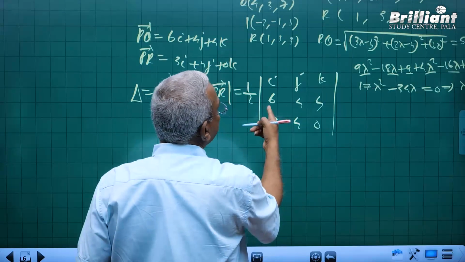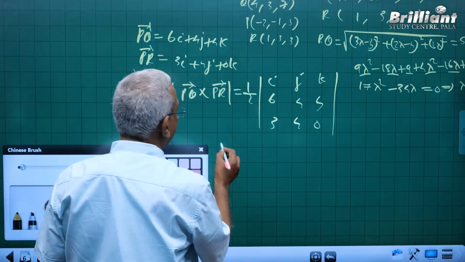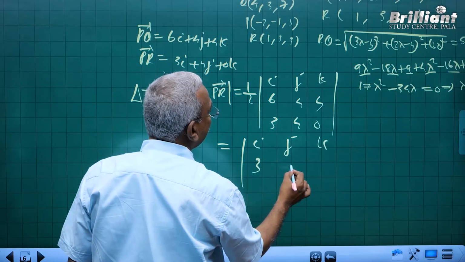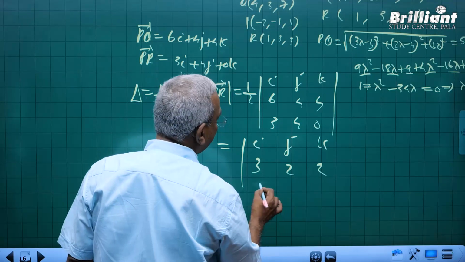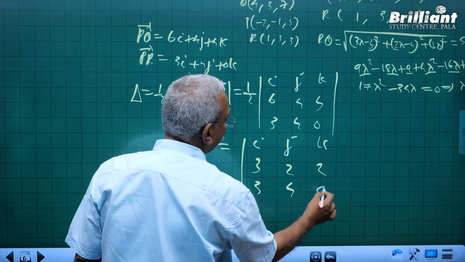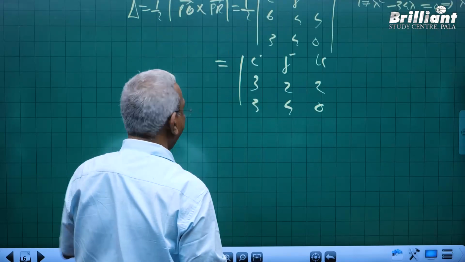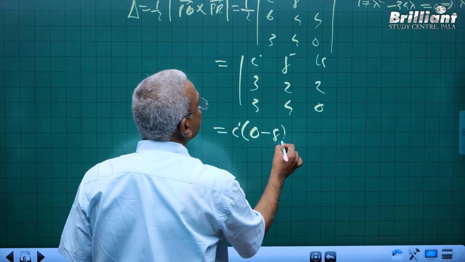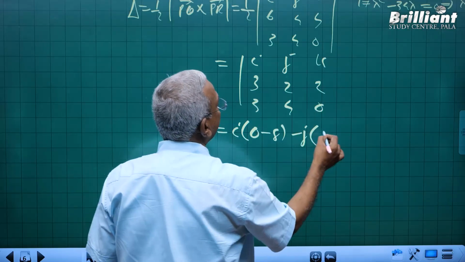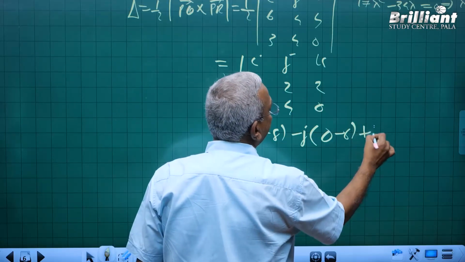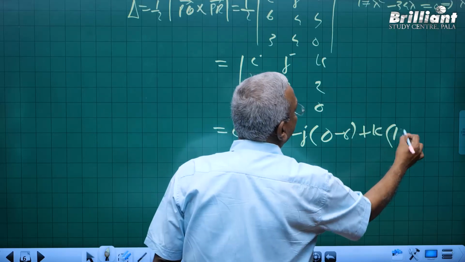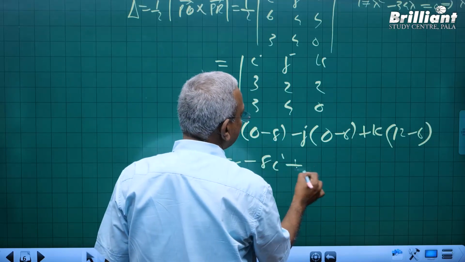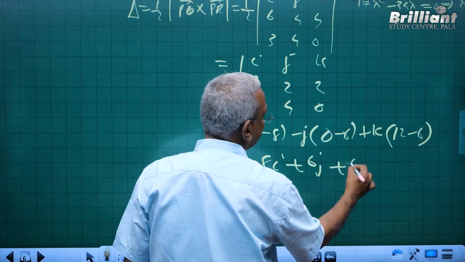So initially we can choose a 2 and cancel this, which will give the answer as a determinant i, j, k, 3, 2, 2 and 3, 4, 0. Now we can expand together. That is in the form i into 0 minus 8, minus j into 0 minus 6, plus k into 12 minus 6. That should be minus 8i plus 6j plus 6k.